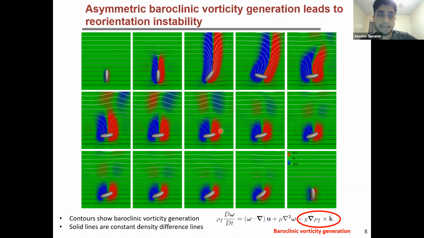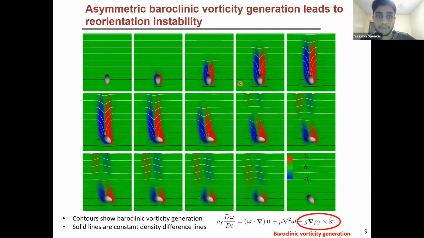And once the velocity of the particle falls below the threshold, the inertial effects are not enough to overcome the stratification effects which are trying to reorient these particles, and because of that it reorients once its velocity falls below the threshold. The same thing happens for a prolate spheroid, and this vorticity generation remains asymmetric, because of which it finally reorients and attains an edgewise orientation.